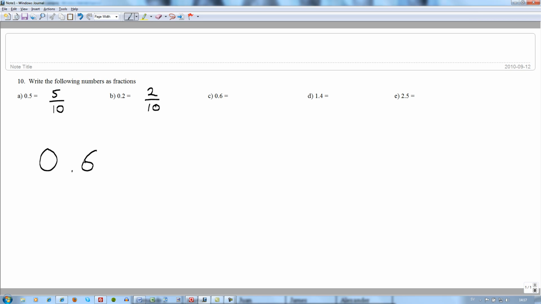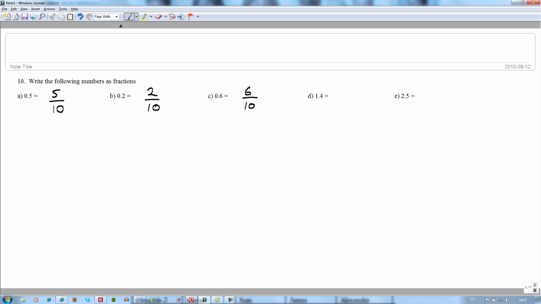0.6. We take this decimal number, multiply it by 10, then we get 6, but we also divide it by 10. So this is going to be worth just as much as this. So we can write it as 6/10.